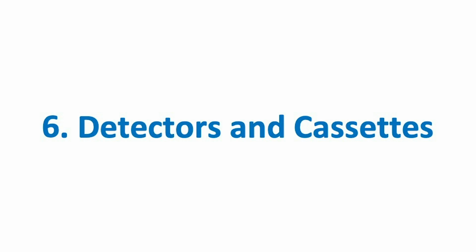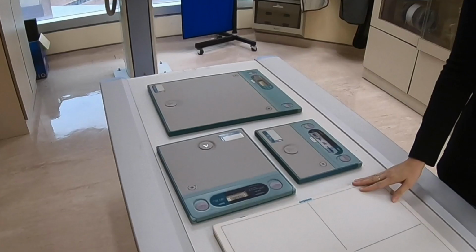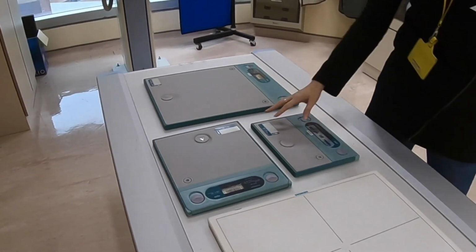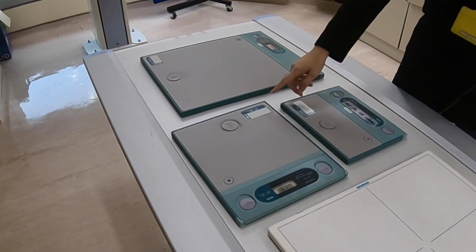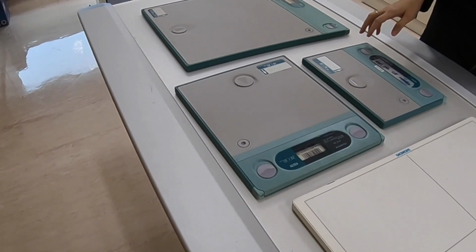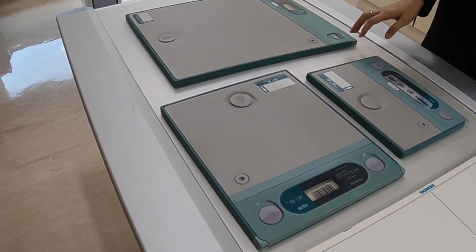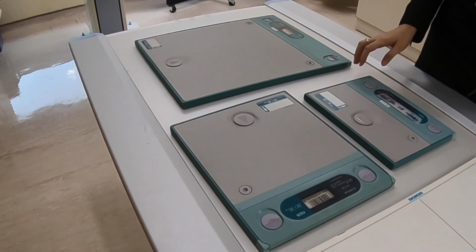Detectors and cassettes. There are two types of image receptors in the examination room. One is the detector, and the other is the CR cassette. We will use the CR cassettes for demonstrations. You need to be aware of the cassette size for individual examinations. Correct cassette size is required for the radiographic skill evaluation.